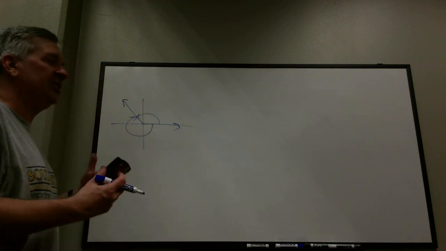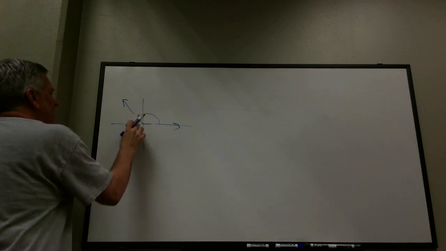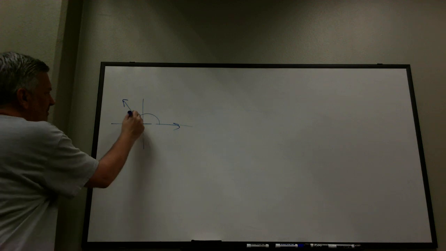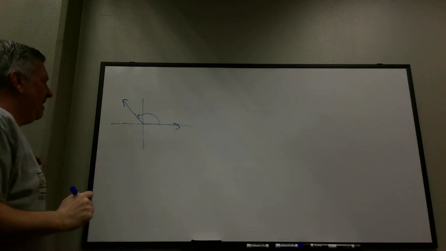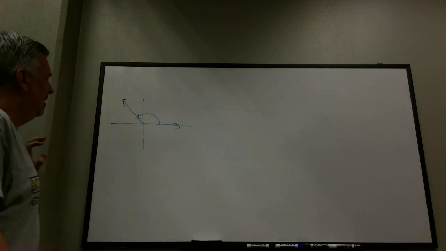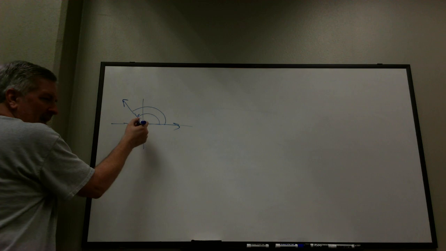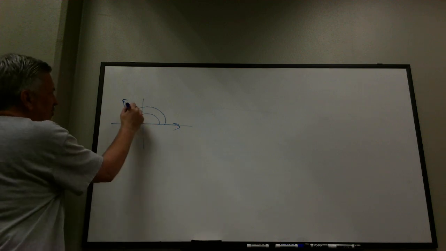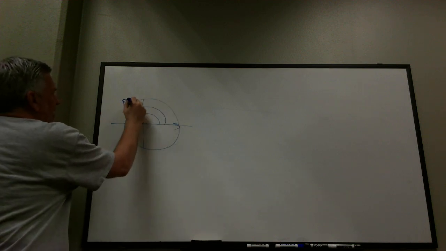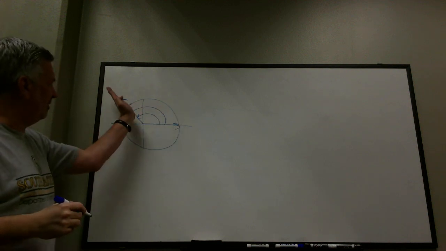Okay, if the rotation's the same, it's the same angle. Now let's think about this for a second. Suppose I had this angle right here, and I wanted to find an angle that was coterminal with this. So it started here and stopped here. Well, if I went from here to here, that's the same angle. What if I wanted a completely different angle? What could you do? Couldn't you go all the way around and stop there again? That would be coterminal because they both started here and stopped here.